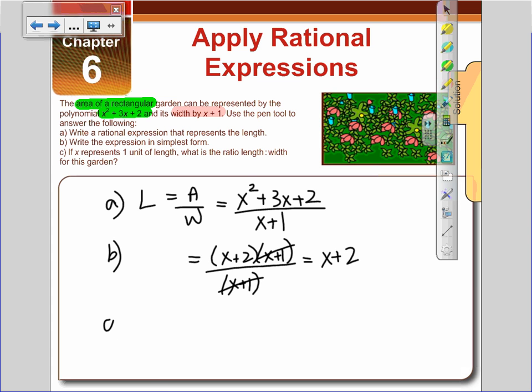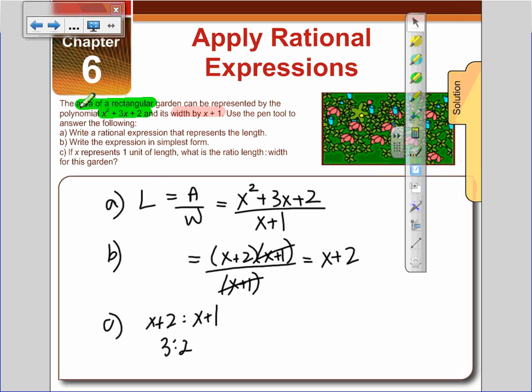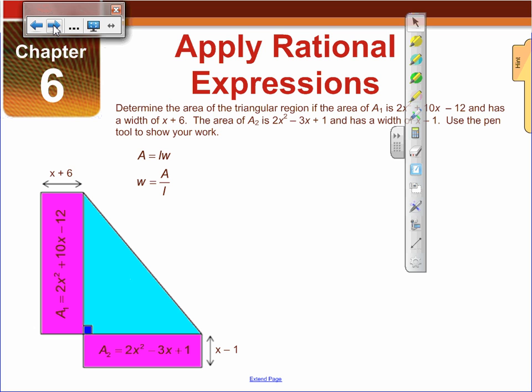Question C says, if x is 1, what is the ratio length to width? Well, the length is x plus 2. The width is x plus 1. So when you put x as being 1, pardon me, you'll get 3 to 2. You'll have a number of questions involving area and length in your assignment. Here's another example of a question involving length and area. What you're supposed to do is divide these areas by their width, and you'll get an answer, and then that answer would go there, and then to find the area of the triangle will be length times width divided by 2, or base times height divided by 2.